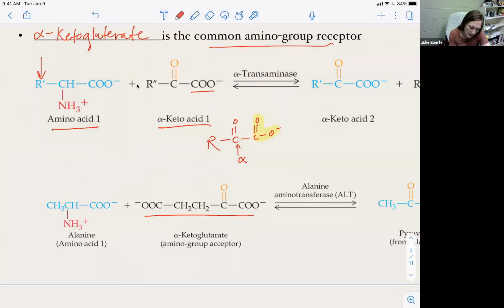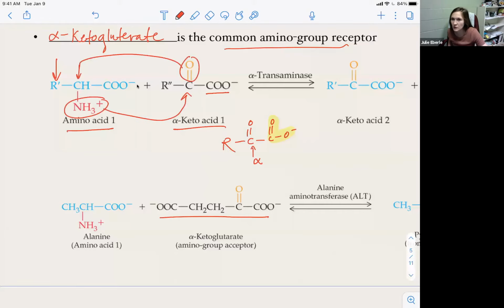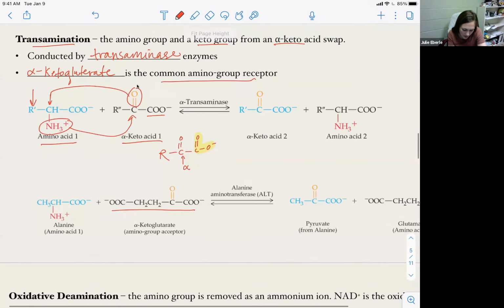All right, so what a transaminase does is it simply switches the red and the orange groups, or it might look yellow to you. So the double bond to oxygen is going to switch over to this carbon right here. So this group is going to jump over to here. And then the NH3 plus group is going to jump over to that. They're just going to switch places. We're going to transfer those two groups, transfer an amino group. So that's what you get when you finish.